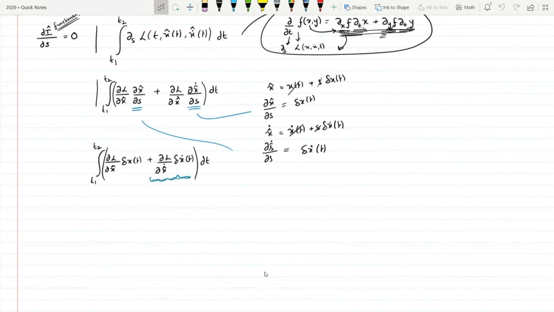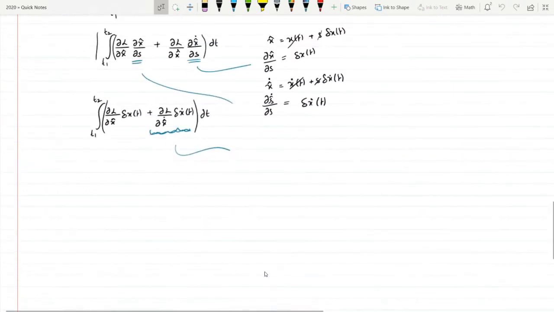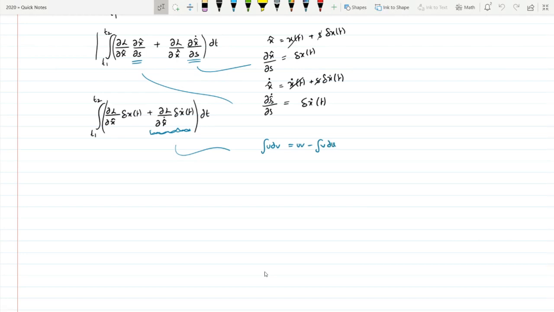So let's do that. We're going to start by taking this term aside. Okay, we're going to integrate by parts. If you remember the rule for parts, it's saying that if you had the integral of u dv, we're going to write this as uv minus the integral of v du. And the term that we want to be applying this rule to is dou L by dou x dot and dou x dot of t.